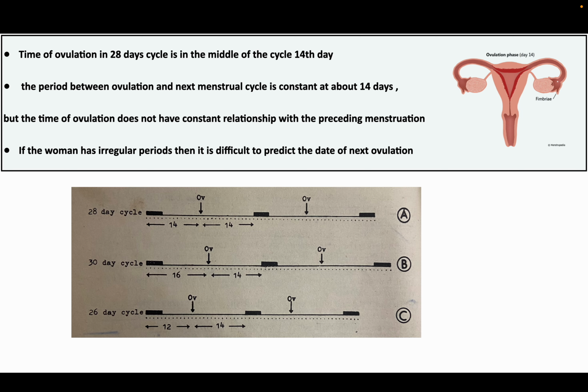Now the time of ovulation in a 28-day cycle is in the middle of the cycle, the 14th day. The period between ovulation and the next menstrual cycle is constant at about 14 days. You can see in a 28-day cycle, 30-day cycle, and 26-day cycle. But the time of ovulation does not have a constant relationship with the preceding menstruation. So if it is a 30-day cycle, the preceding period will become 16 days. That is not constant, but the period between ovulation and the next menstrual cycle is constant, about 14 days. If the woman has irregular periods, then it is difficult to predict the date of next ovulation.